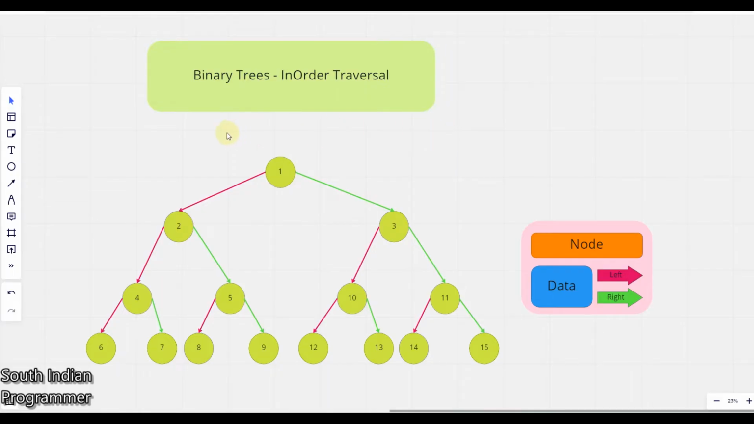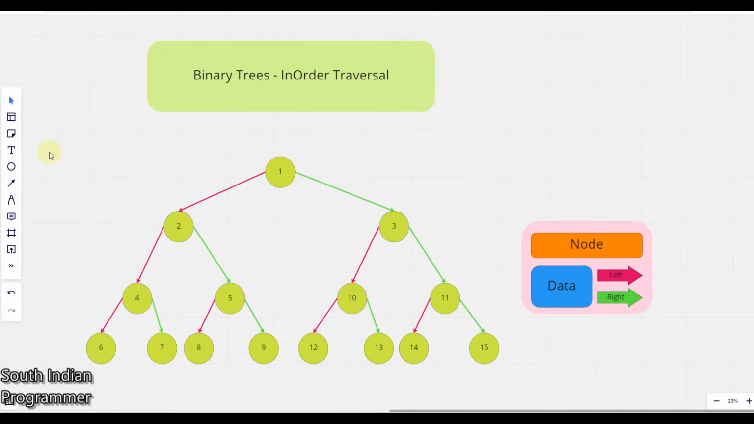Hello everyone, in this video we'll see binary search trees in-order traversal. There are three ways of traversals: in-order, pre-order and post-order. In this video we'll see what in-order traversal is, and in this tree we'll traverse in the in-order form and print the nodes.